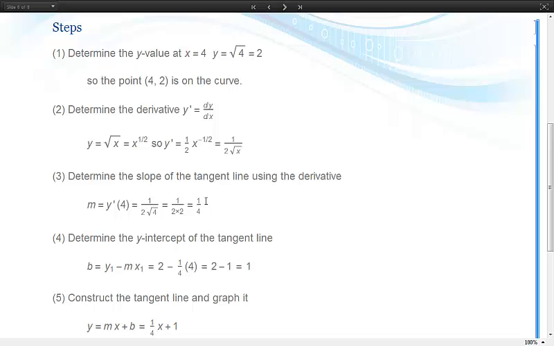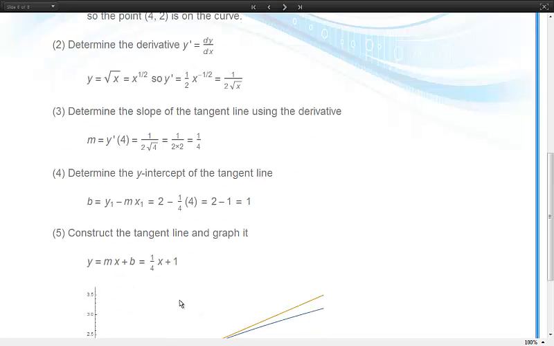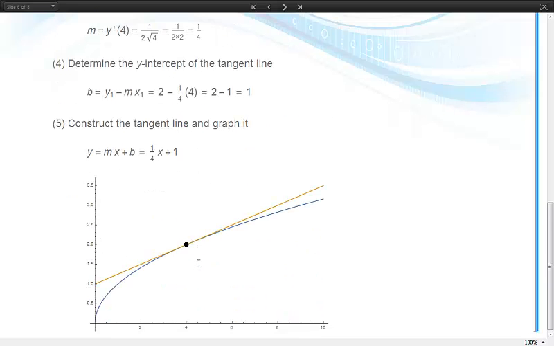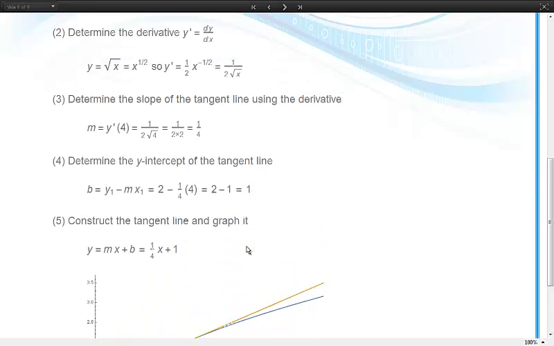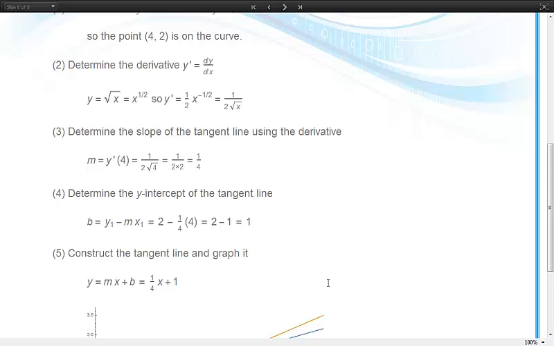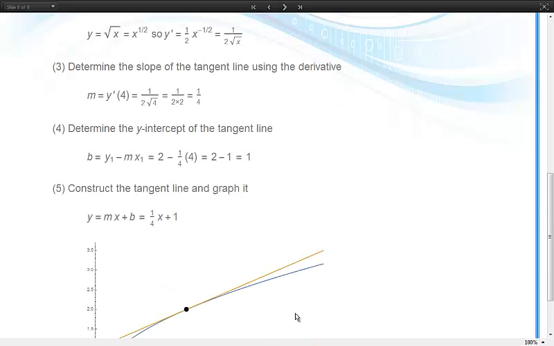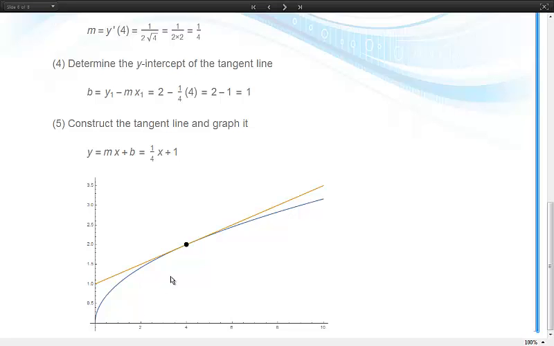So now we have a slope, 1/4, and an intercept, 1. We can build the tangent line. It has equation y equals 1/4 x plus 1. And if we plot that line and the point at 4, 2, we can see it indeed looks like a tangent line. And you can do this on your calculator by plotting both the curve y equals the square root of x and the curve y equals 1/4 x plus 1. You should get a similar result on your graphing calculator.